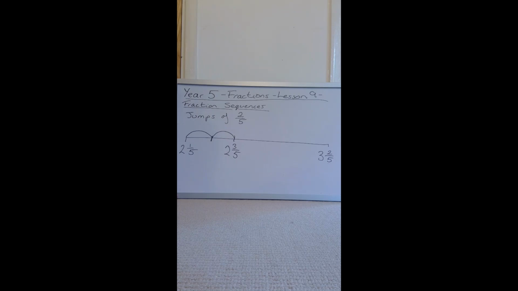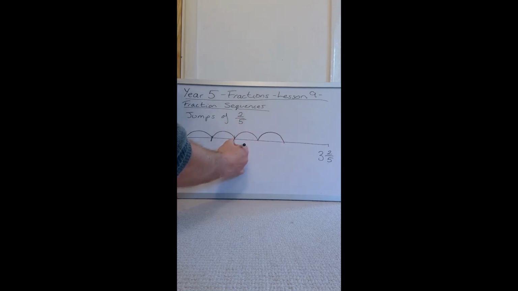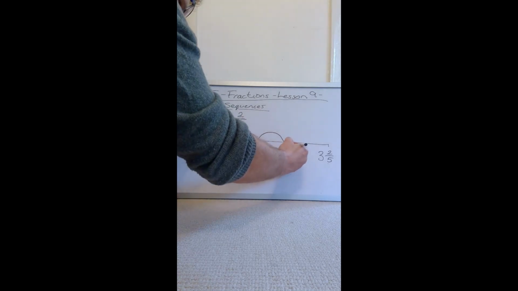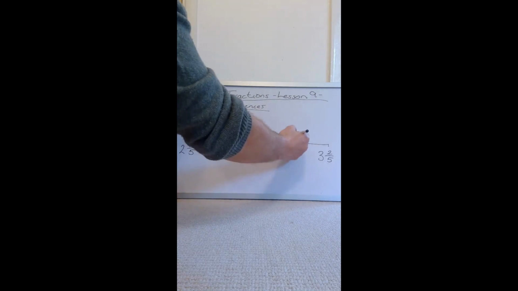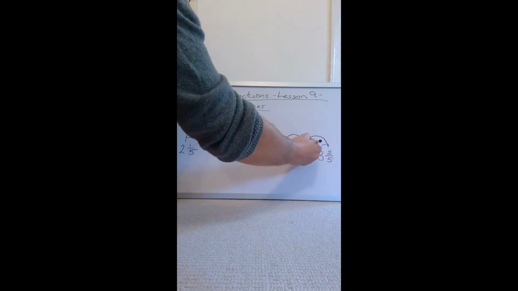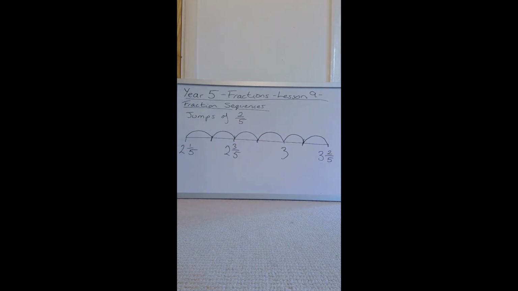Then you're going to do another 2 jumps. So it goes from 2 and 3/5 to 2 and 4/5, 2 and 5/5. We know 5/5 is equal to 1, so that becomes 3. Then another 2 jumps, 3 and 1/5, and eventually to 3 and 2/5. If you got that right, well done, congratulations.